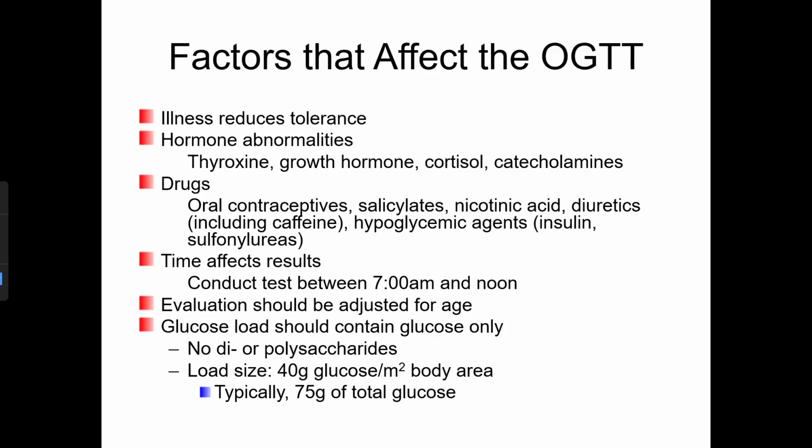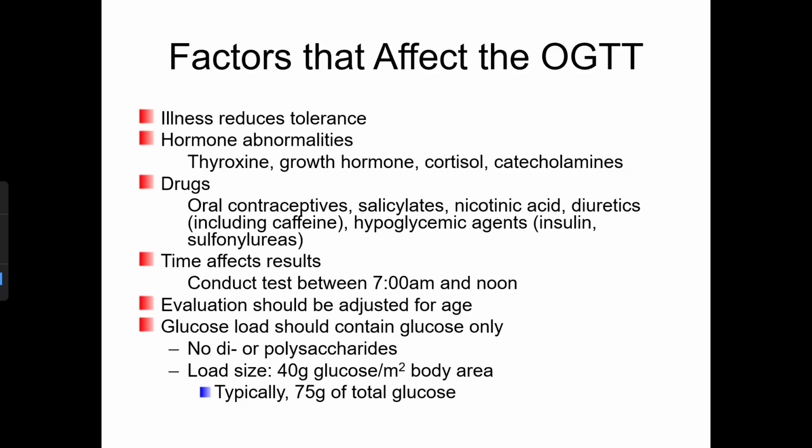Factors that affect the oral glucose tolerance test: illness reduces tolerance, hormone abnormalities, thyroxine, growth hormone, cortisol, catecholamines, like epinephrine, drugs, oral contraceptives, salicylates, nicotinic acid, diuretics, including caffeine, hypoglycemic agents, insulin, sulfonylureas. Time affects results, so conduct the test between 7 a.m. and noon. Evaluation should be adjusted for age.